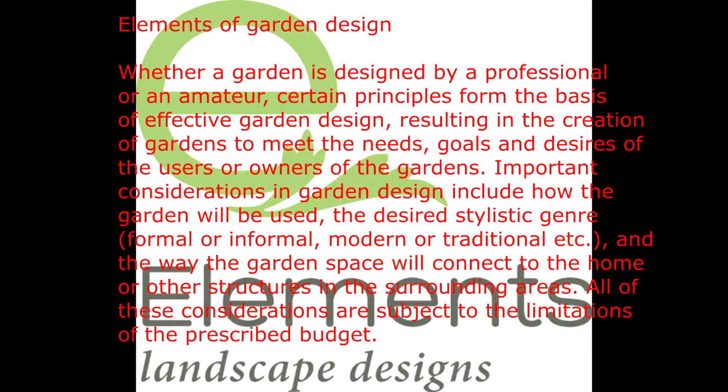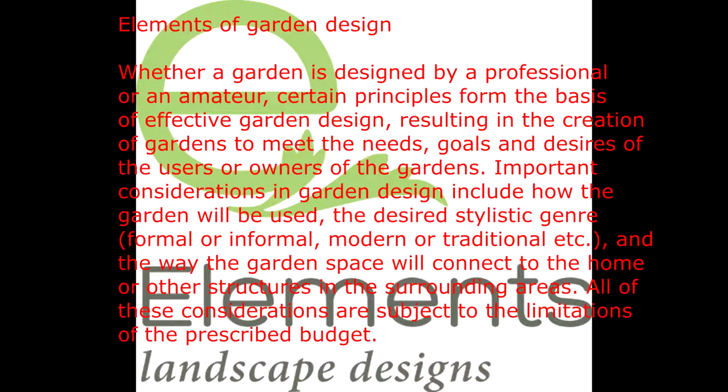Whether a garden is designed by a professional or an amateur, certain principles form the basis of effective garden design, resulting in the creation of gardens to meet the needs, goals and desires of the users or owners of the gardens. Important considerations in garden design include how the garden will be used, the desired stylistic genre, formal or informal, modern or traditional, etc., and the way the garden space will connect to the home or other structures in the surrounding areas. All of these considerations are subject to the limitations of the prescribed budget.